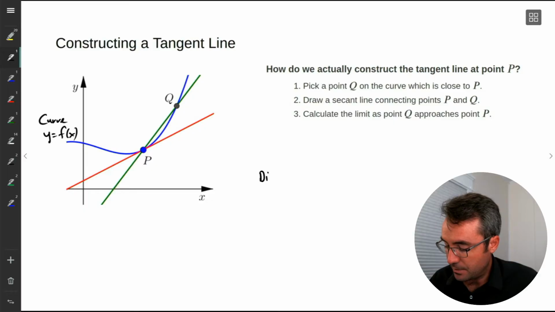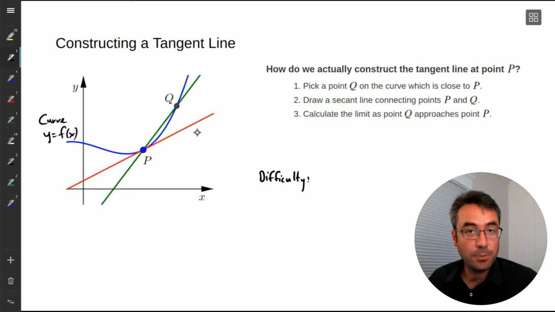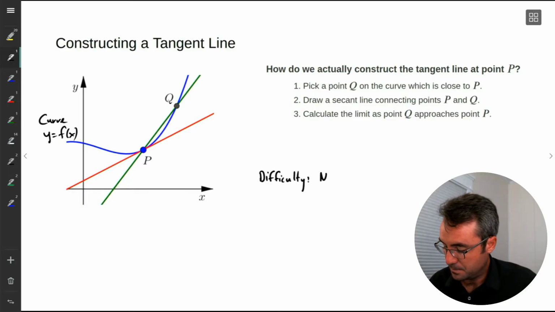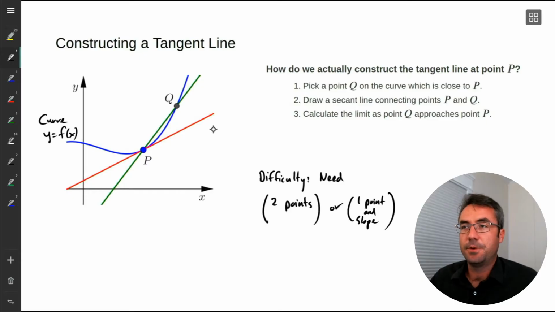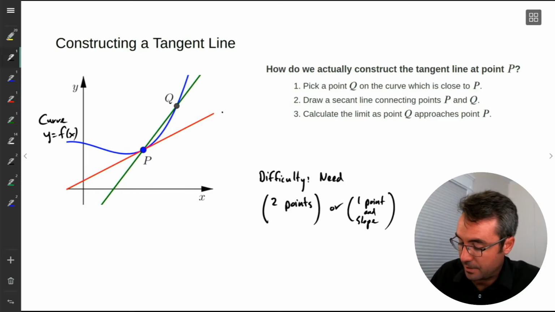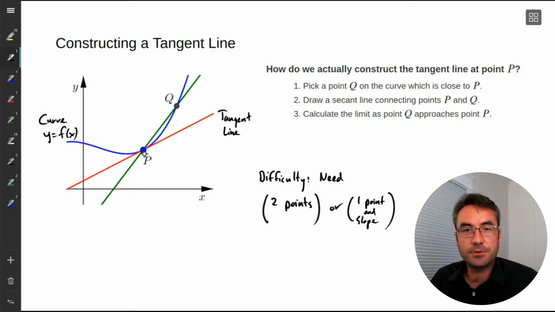So the difficulty with tangent lines in general is we either need to know two points or we need to know the slope at one point. So we either need two points or one point and the slope. So we don't know the slope of our tangent line. So you can kind of see here, we have what we think is going to be our tangent line to the curve. If we're interested in point P, we only have that one point. And we're trying to figure out this tangent line. We don't know what the slope is.